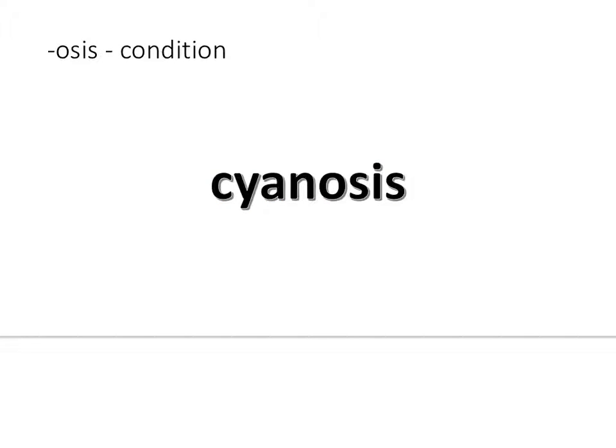So the next one is osis, and osis means condition. So in this case, we've got condition of blue. When you get further into your studies, you'll realize that all terms don't translate literally, but knowing the suffix and knowing the combining form can help you. So in this case, a condition of blue would be the literal meaning, but the actual meaning would be a condition where a person has bluish skin or lips because of a lack of oxygen.